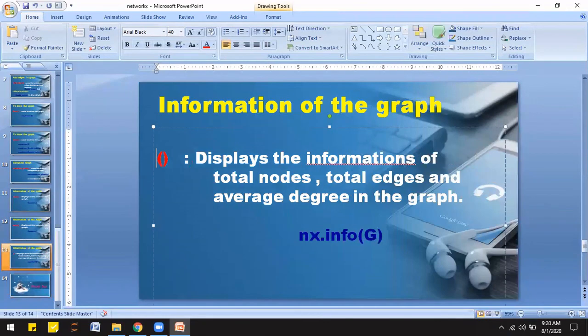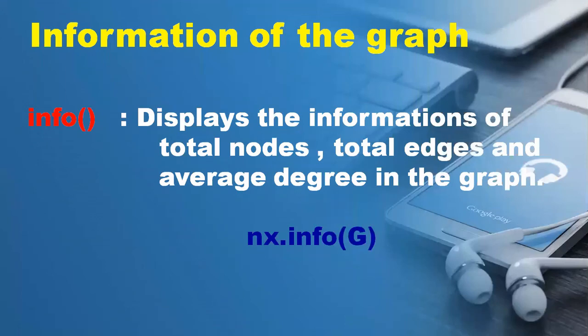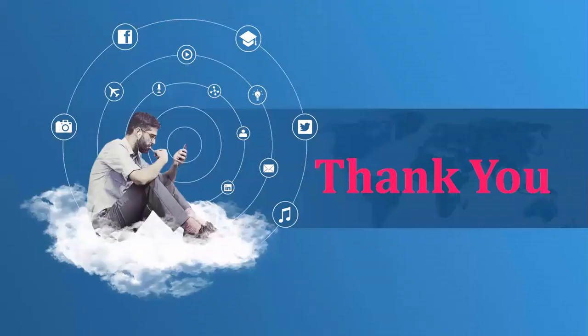So what about this info? This info basically tells us the complete description about the graph, including the total number of nodes, total edges, and average degree in the graph. So nx dot info, and when passing this graph g into this, we can see the different parameters of the graph, right? So that's all for today.